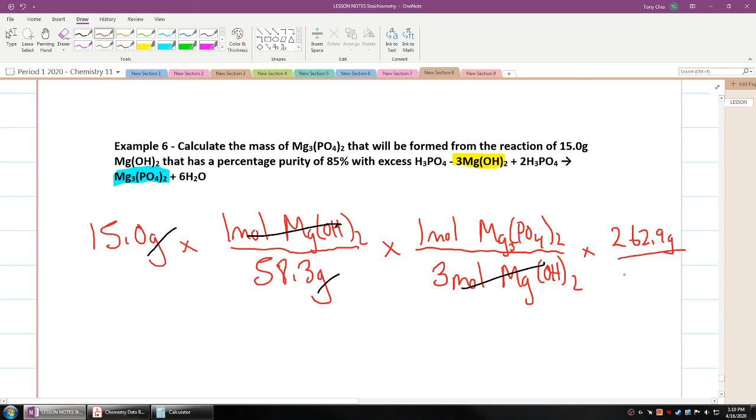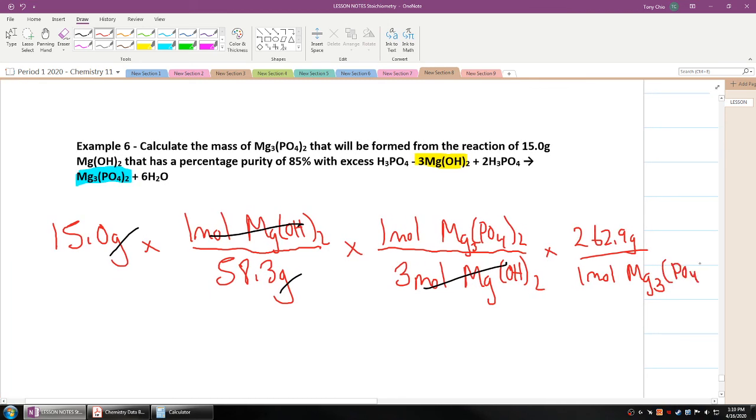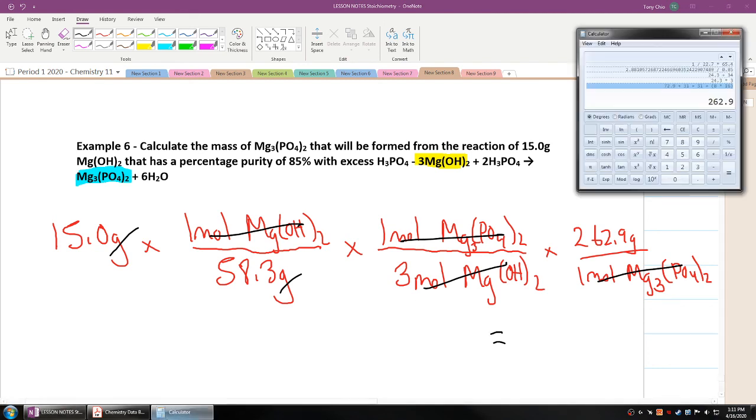262.9 grams per 1 mole of magnesium phosphate. And that will cancel my magnesium phosphate. So what you have here is some mass. Now what is that mass? Let's go find out. 15 divided by 58.3 divided by 3 times 262.9. I get a mass of 22.547.